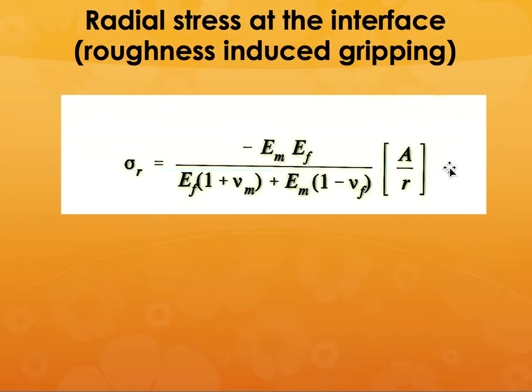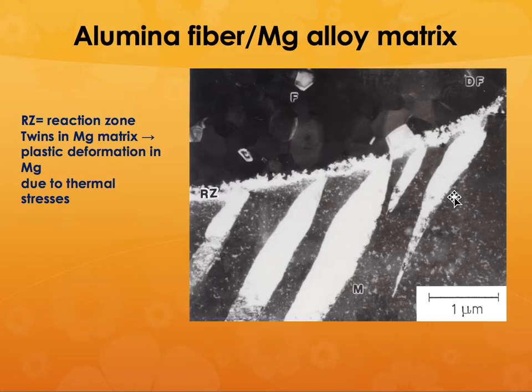So you can actually calculate the radial stress at the interface based on the elastic modulus of the matrix and the fibers and other constituent properties of the composite material itself. So this is a simple formula. It's very similar to the composite properties itself. If you had, say, alumina fibers in a magnesium alloy matrix, there could be a reaction zone around it that can result in twins in the magnesium matrix, which can result in plastic deformation of the magnesium due to the thermal stresses.